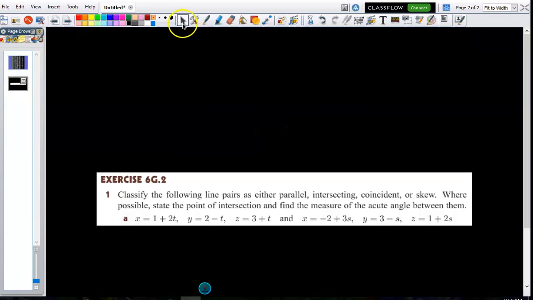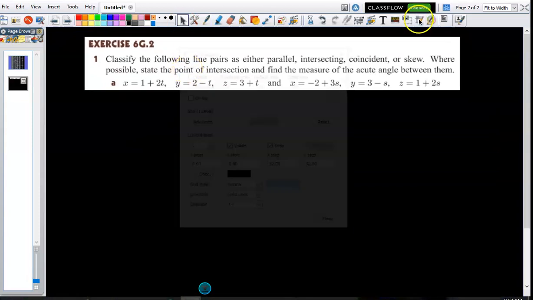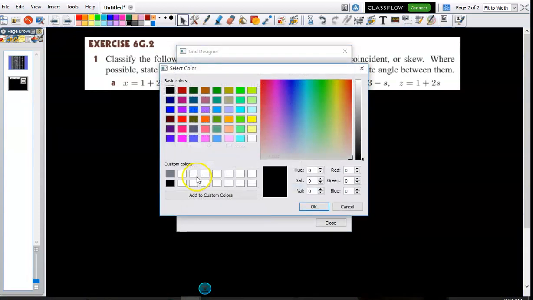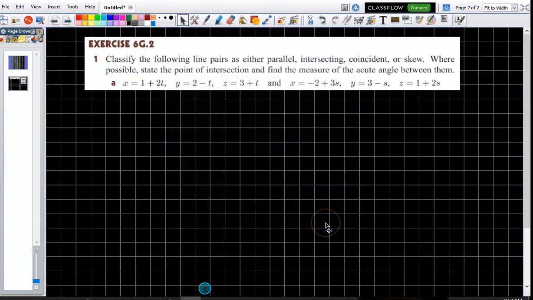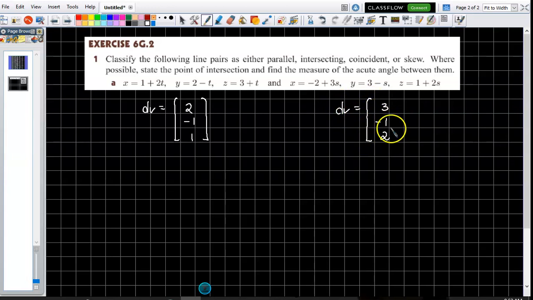So we're just going through question 1 here. It's just like the example. The first thing that we want to check for is, are they parallel? So we're going to look at our direction vectors. Now you can see straight off the bat they are not parallel.